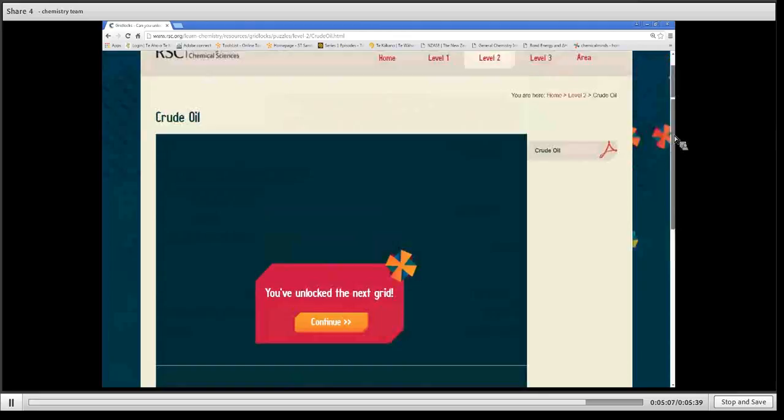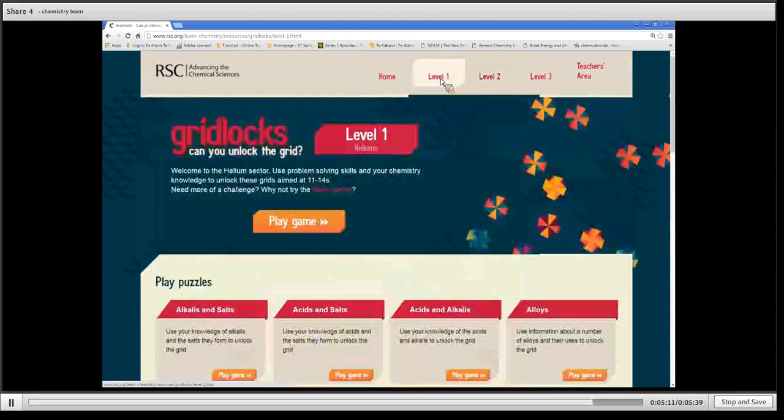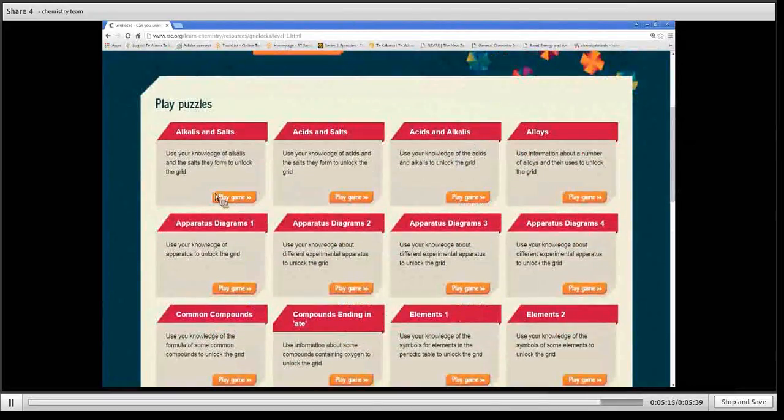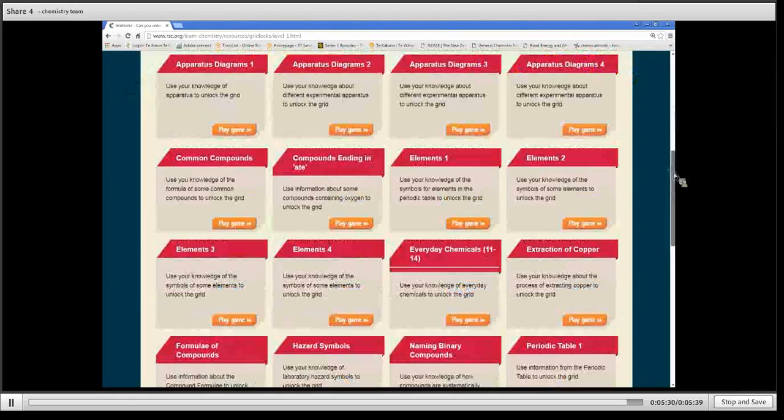If you enjoy this sort of thing, if you go to level 1, there are a number of different games you can play, particularly if you've done the learning for the 9044 standard, which is the acids and bases, because you can do alkalis and salts, acids and salts, acids and alkalis, and so on. There are common compounds, elements, formulae, and so on that you can do.